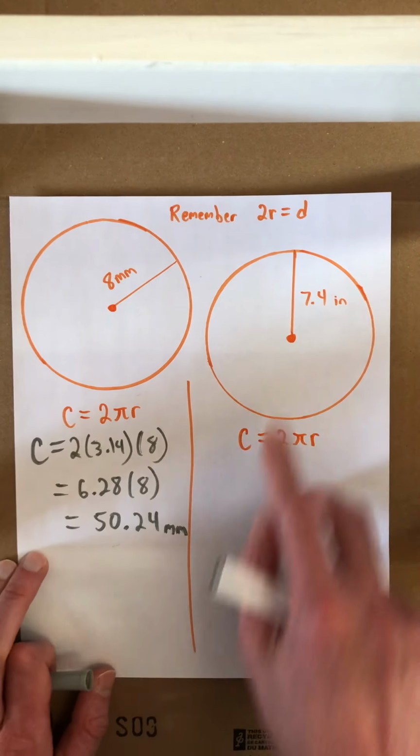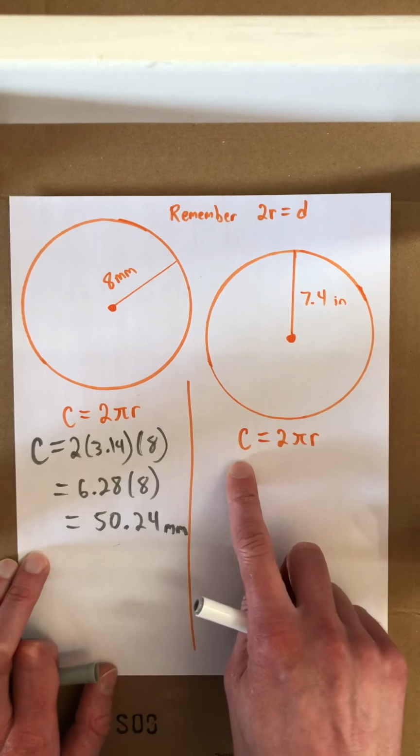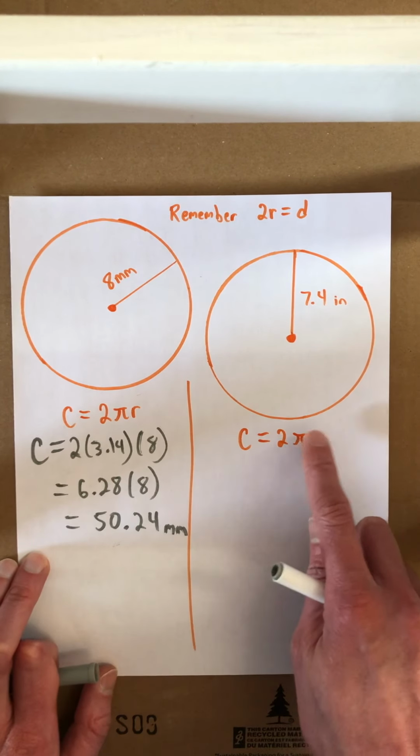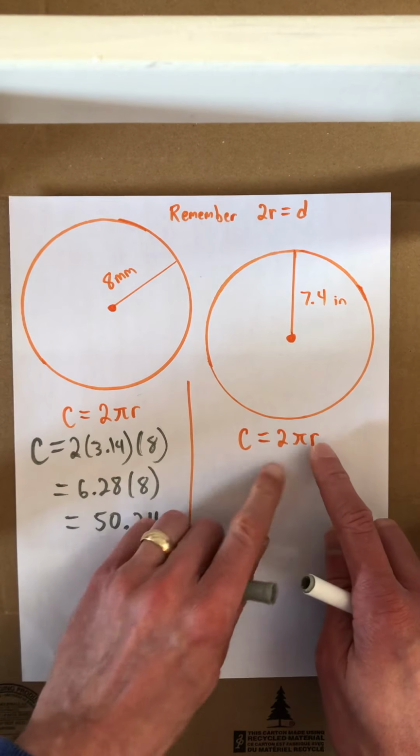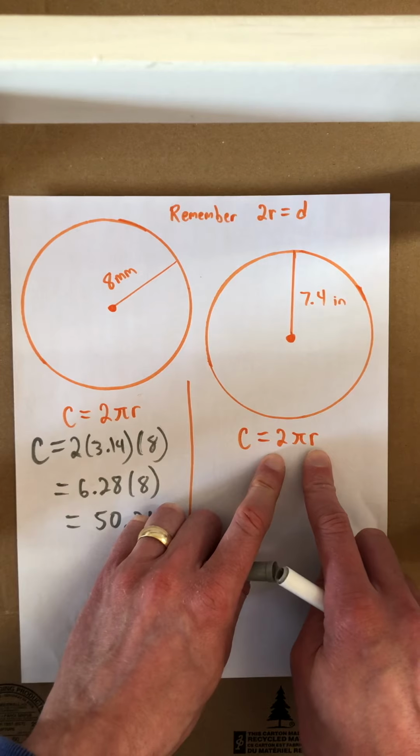I've got one more over here. Once again, I have a radius, not a diameter. So I'll be using this formula. Circumference equals 2 times pi times radius. And again, the reason there's a 2 and an r here is because 2r is the same as a diameter.